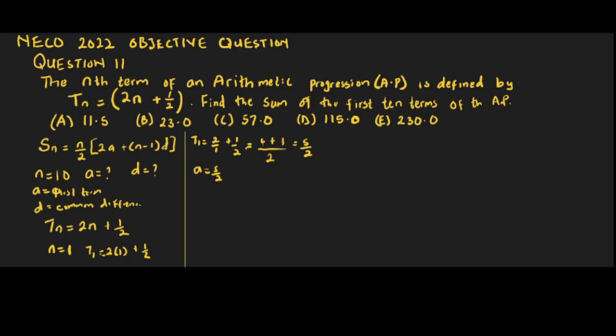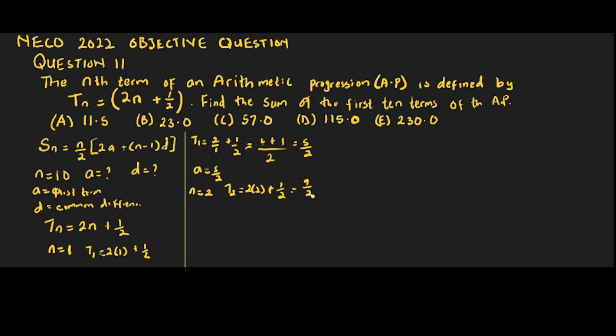Then we also need to get our difference. We have gotten our a here. We then need to get our difference, which is gotten from T2 minus T1. That means we also need to get our T2. So for n equals 2, we are going to have T2 equals (2(2) + 1)/2. 2 times 2 is 4, and 4 plus 1 over 2 is going to give us 9 over 2.